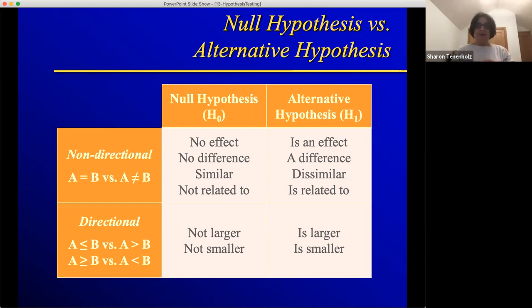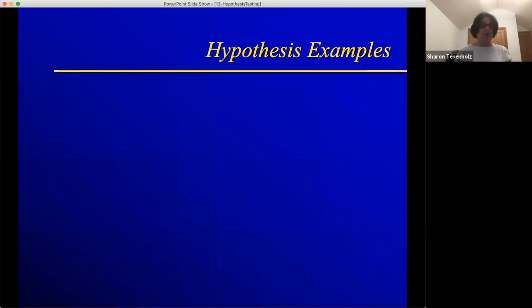So let's look at some concrete examples here. I have a table in your notes, and we're going to work through them one by one. For each example, we want to figure out if the hypothesis that's being given is directional or non-directional, and if I've given you the null hypothesis or the alternative hypothesis. And then we'll figure out what is the other one. If I've given you the alternative, we'll figure out the null. If I've given you the null, we'll figure out the alternative. So let's get started here.